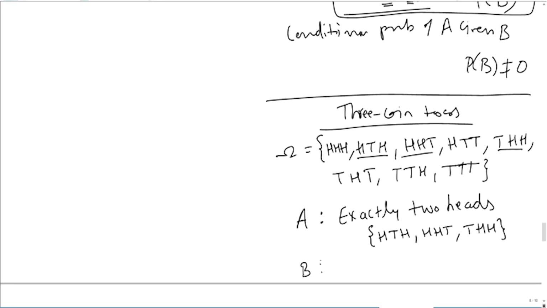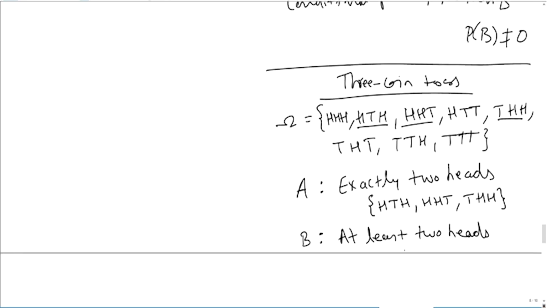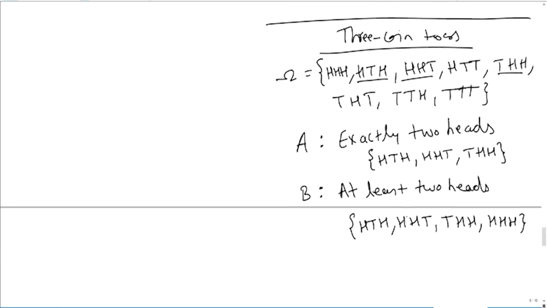And let's say event B is the event where you obtain at least 2 heads, to make it comparable. So event A is the event of obtaining exactly 2 heads, event B is the event of obtaining at least 2 heads. That means all the possible outcomes which contain 2 heads as well as outcomes which contain 3 heads, right? So basically it would add one more outcome to the list: HTH, HHT, THH and HHH. So this is event A, this is event B.